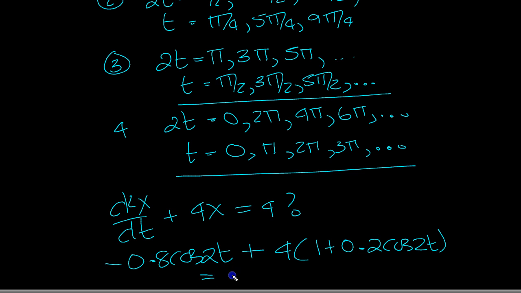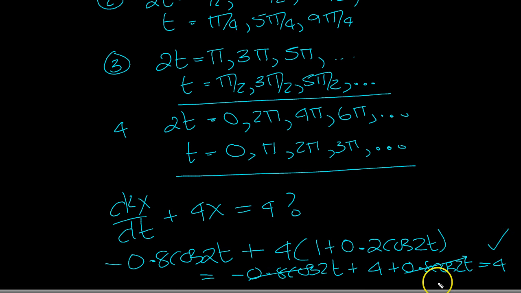That's equal to minus 0.8 cosine 2t plus 4 plus 0.8 cosine 2t. These cancel and it equals 4, doesn't it? Which is what we wanted to show.